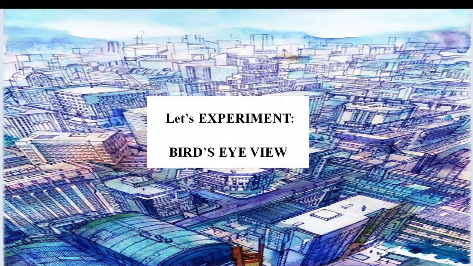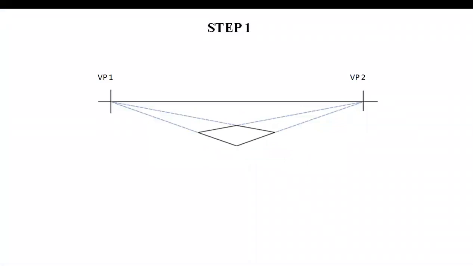In our previous lesson, you have already experimented the three-point perspective from an ant's eye view. Let us now try out the step-by-step process for the bird's eye view. Step 1. Draw the line of horizon. Place the two vanishing points, one on the right and one on the left. Draw two orthogonal lines from each vanishing point at the bottom by intersecting to form the shape.